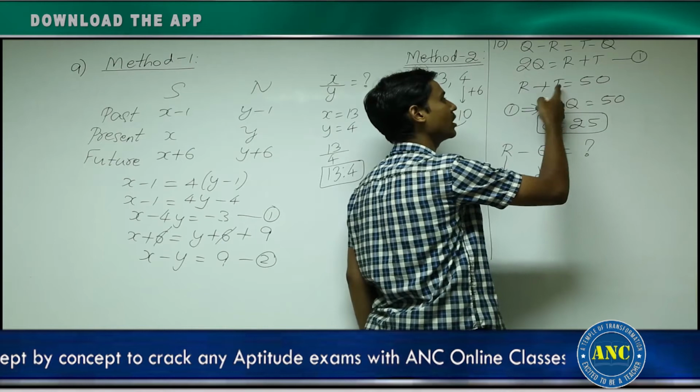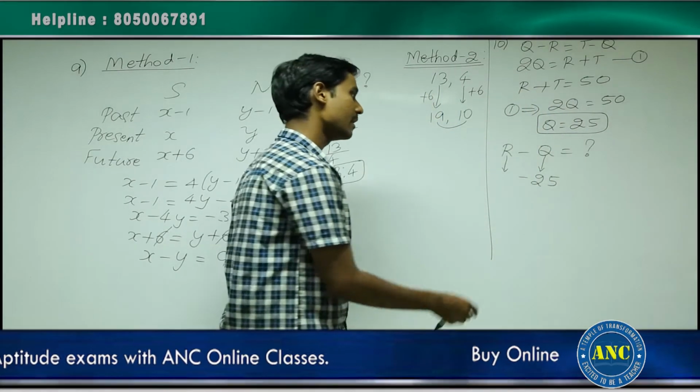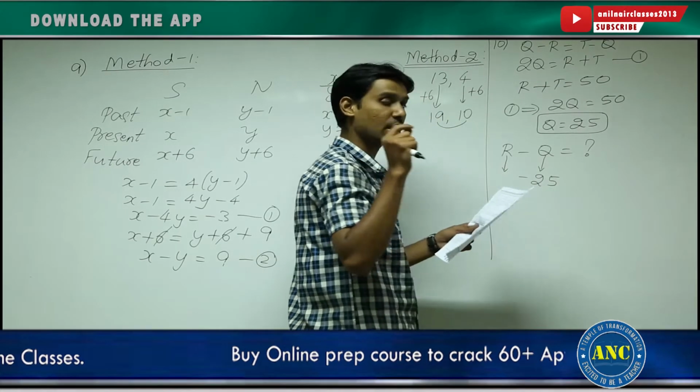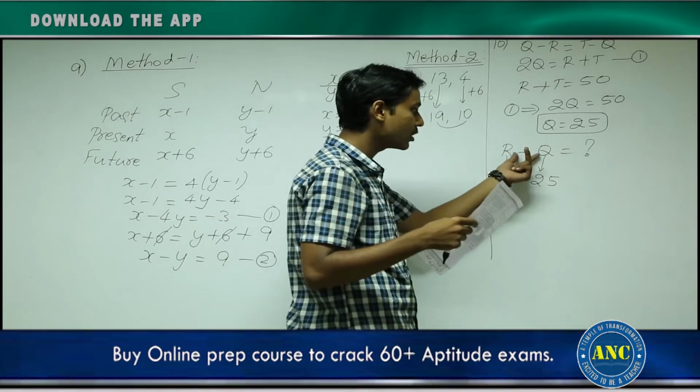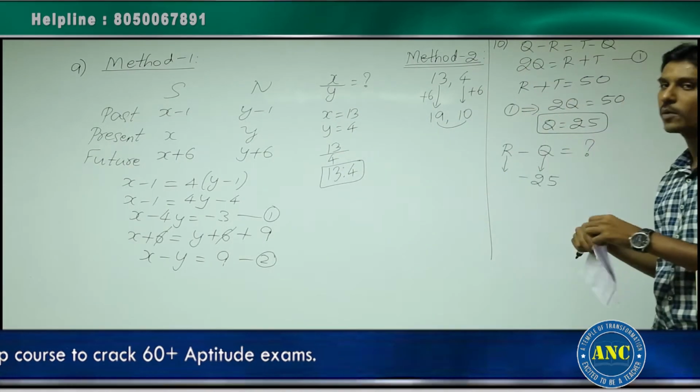R can be 2 and 48. R can be 3 and 47. There are so many values that will come for R. That means, because we don't know the value of R, you cannot definitely tell that R minus Q is this much only, right? The answer for this question is, it all depends upon our assumption.